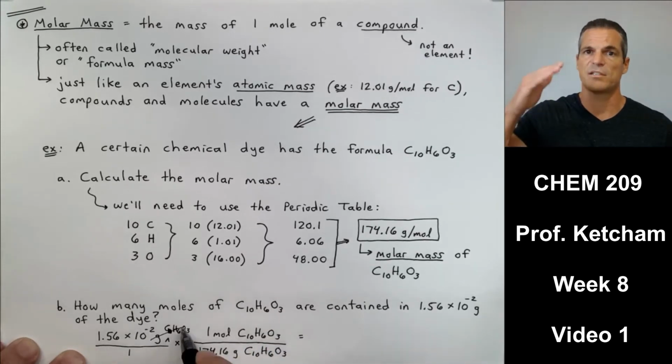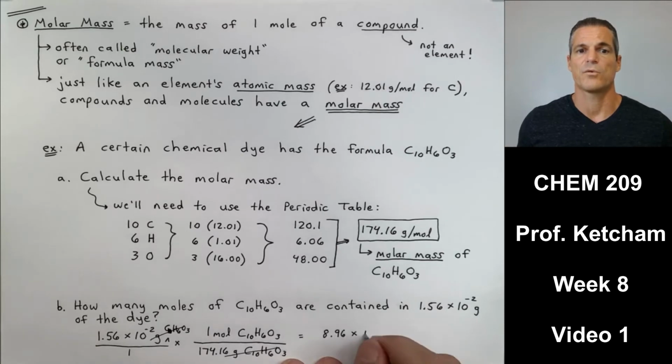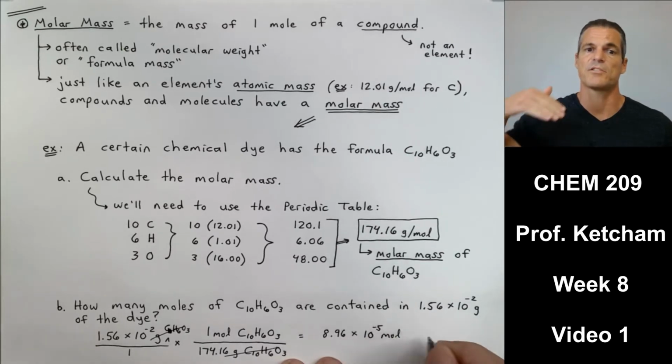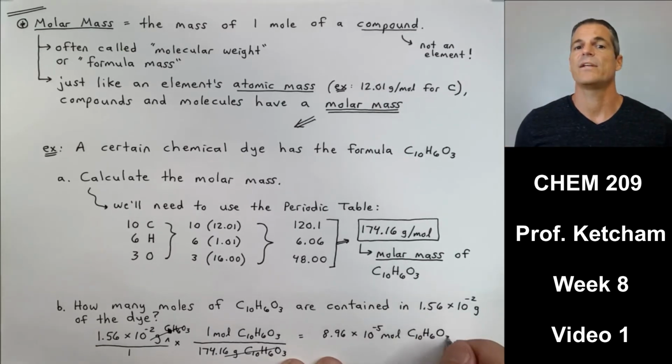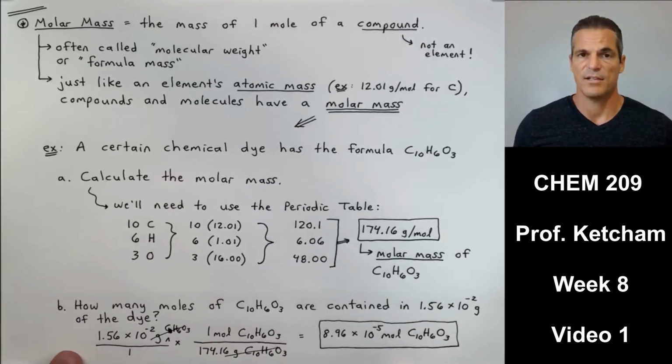Now I have grams on top when I start, right? So for every 174.16 grams of C10H6O3, that's per mole, my answer is 8.96 times 10 to the minus 5th moles of C10H6O3.